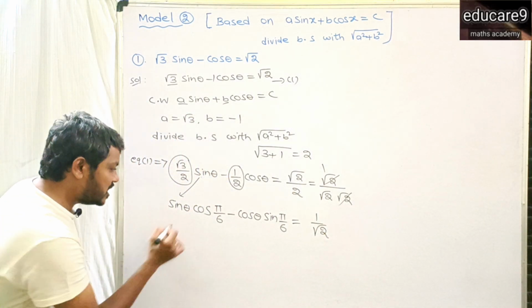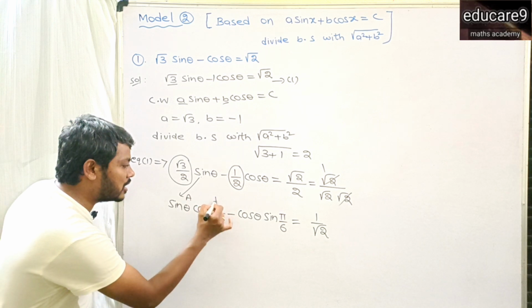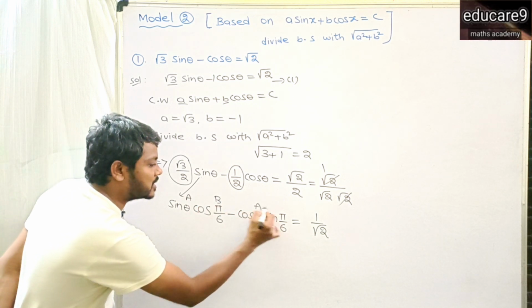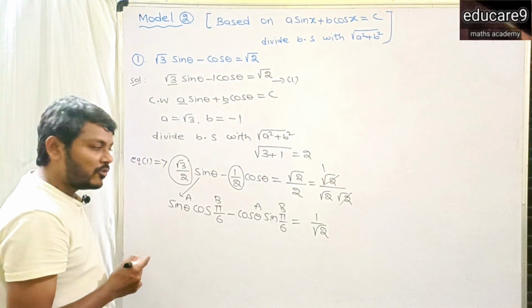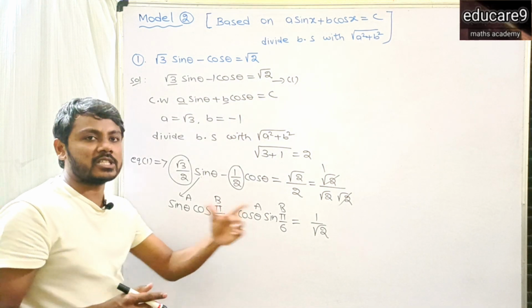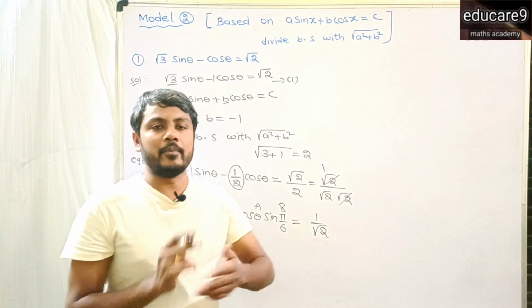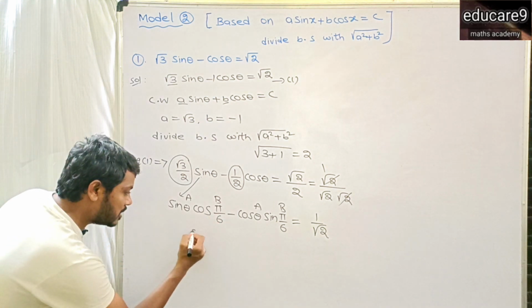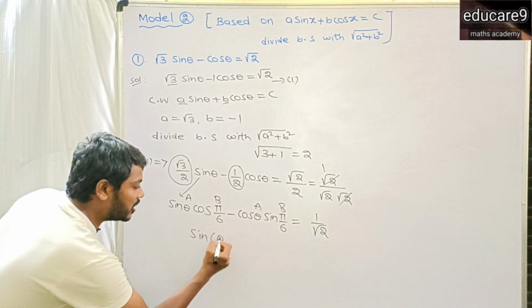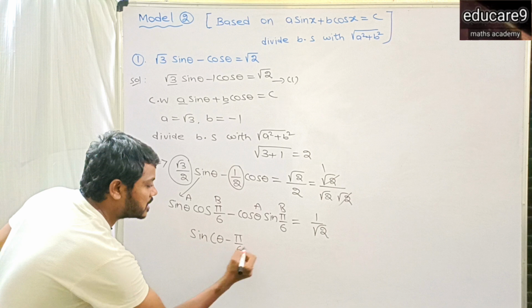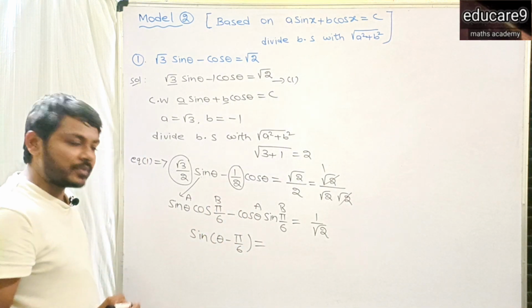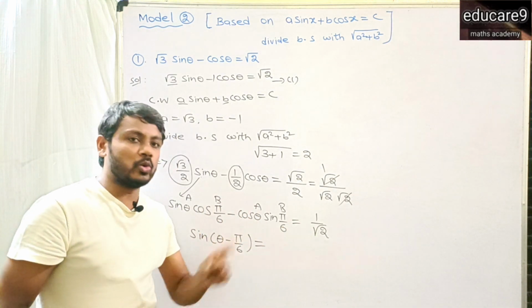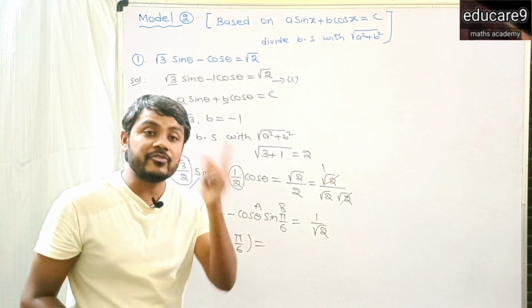Now clearly, this is of the form sin A cos B minus cos A sin B. We know that sin A cos B minus cos A sin B is sin of A minus B. A is theta and B is pi by 6. So this is sin of theta minus pi by 6, which is equal to, again, 1 by root 2.